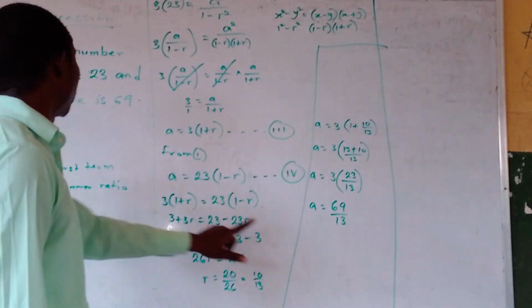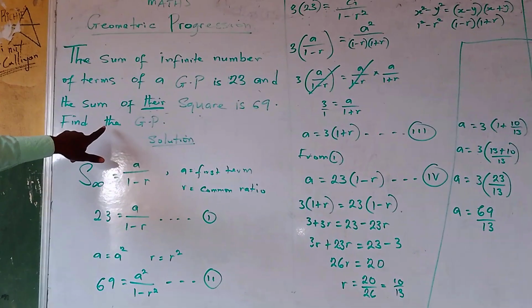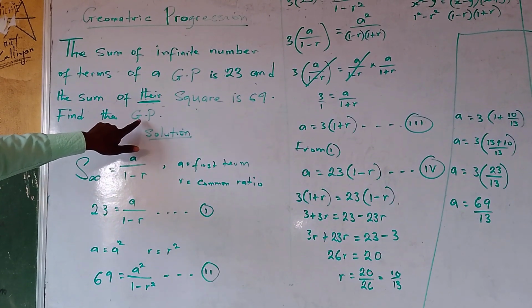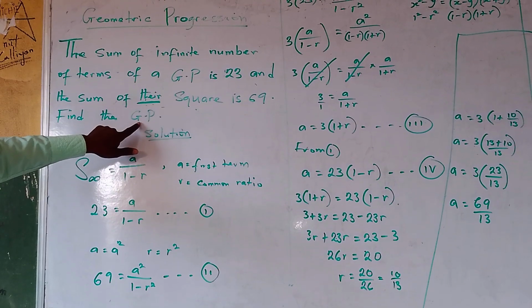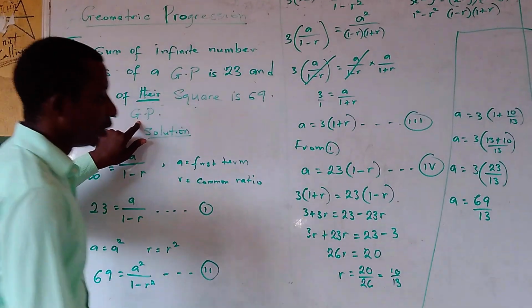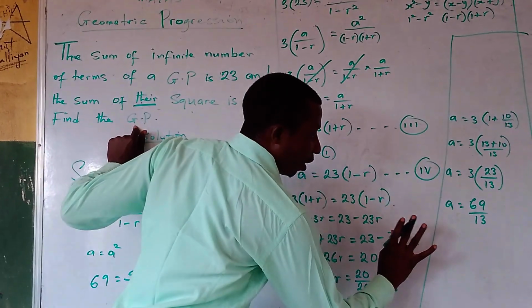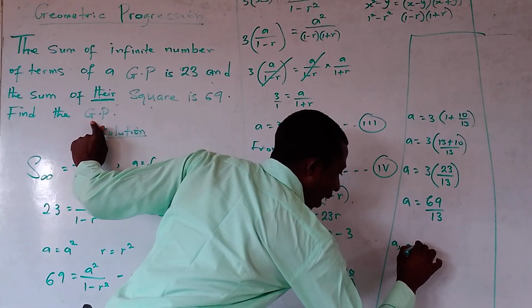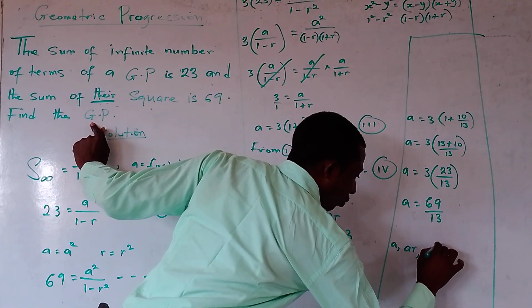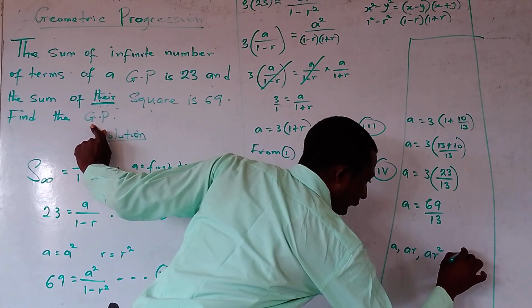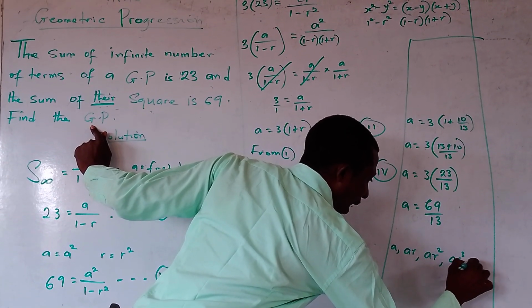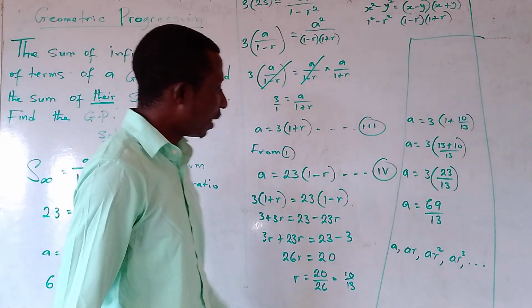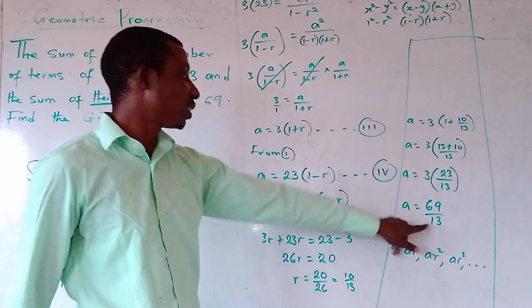Now when you look at the question, look here, look at the question. The question asks you to find the GP. To find the GP. Now, the GP is going to be of this format. We have A, AR, AR squared, AR cubed, and so on. So this is the way the GP is going to look like. So now we have our first term.